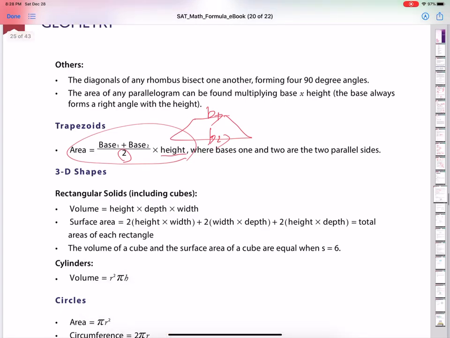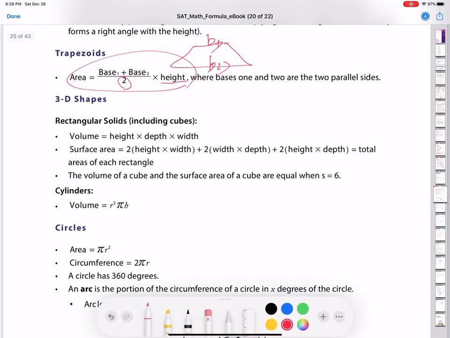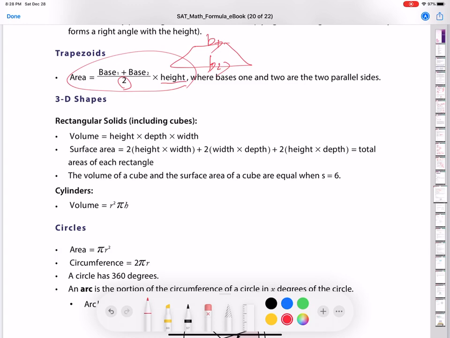And then how can you find the volume of a rectangular prism? Length times width times height.